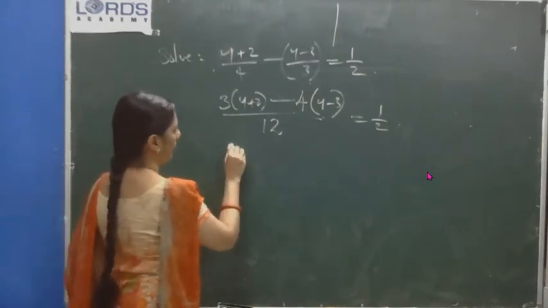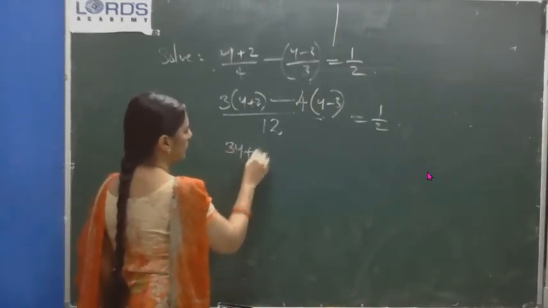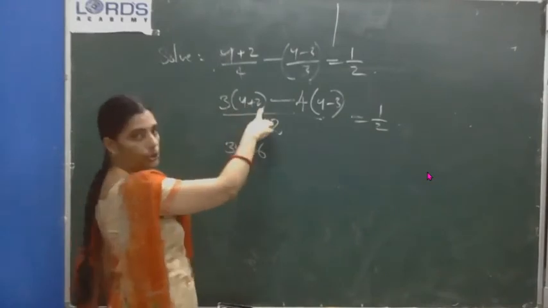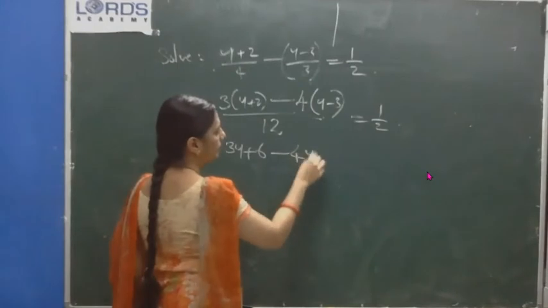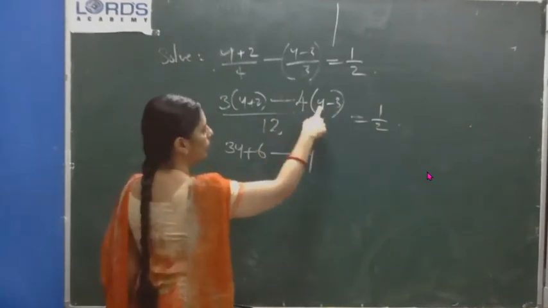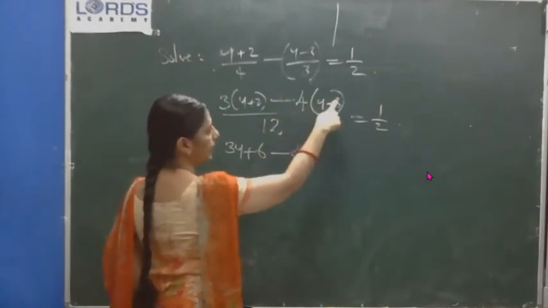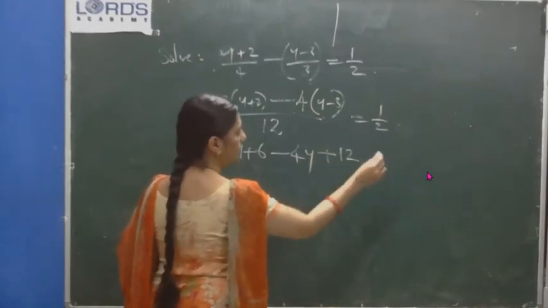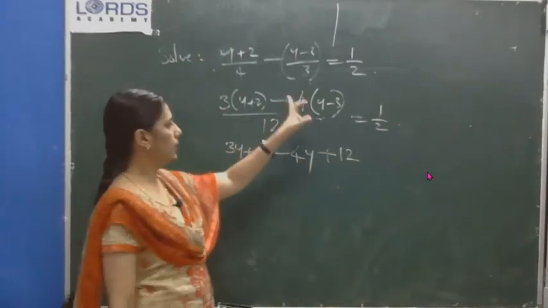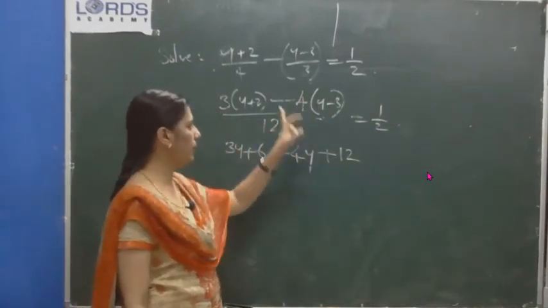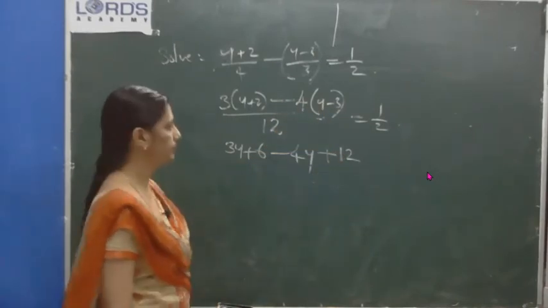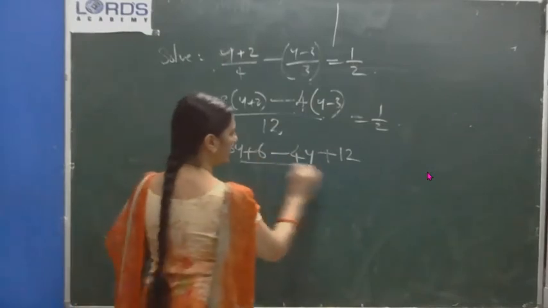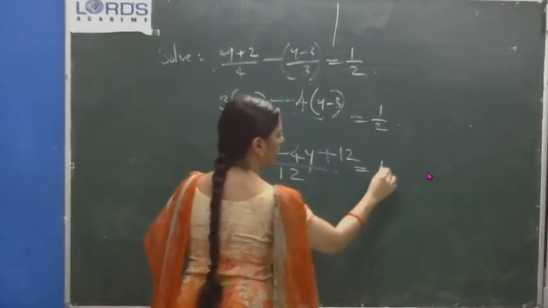Next, 3y plus 6. 3y plus 3 into 2, 6. We are opening the bracket. Minus 4y. Opening the bracket. Negative 4 into y is negative 4y. Negative 4 into negative 3 is positive 12. Okay. Whole divided by 12 equal to 1 by 2.